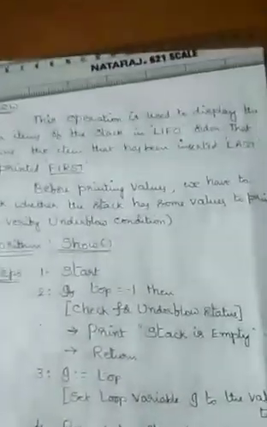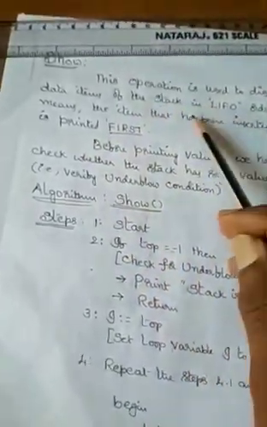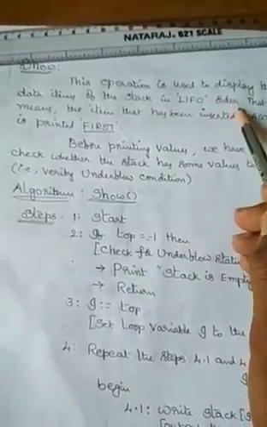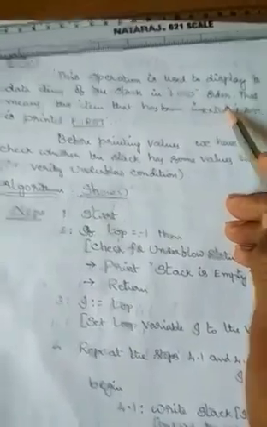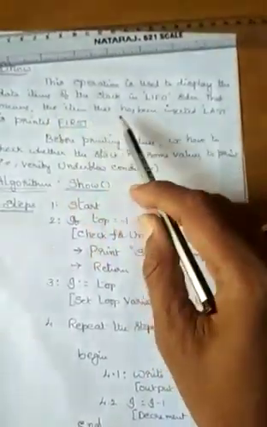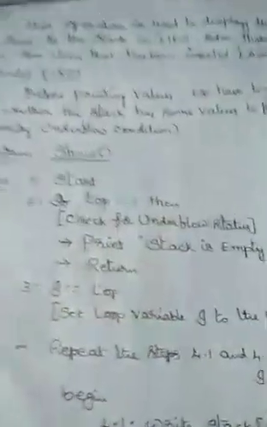Then the last one is the show operation. This operation is used to display the data items of the stack in LIFO order, that is, last in first out order. The item that has been inserted last is printed first. Before printing the values, we have to verify whether the stack has some values to print or not. That is, verify the underflow condition.